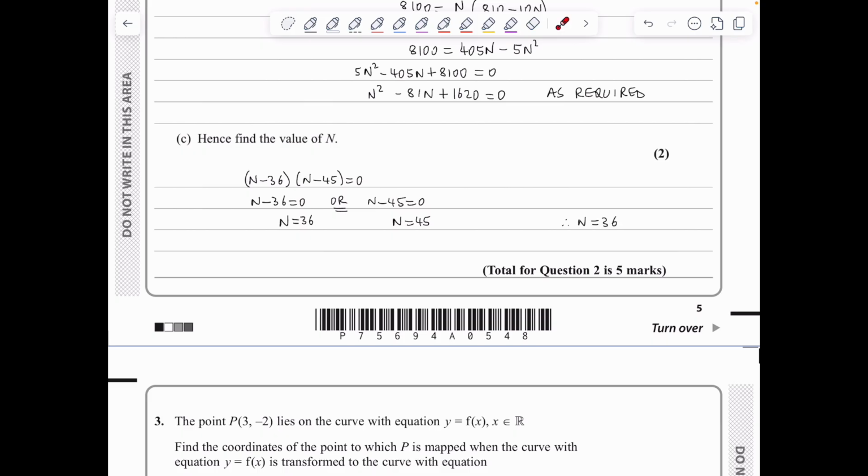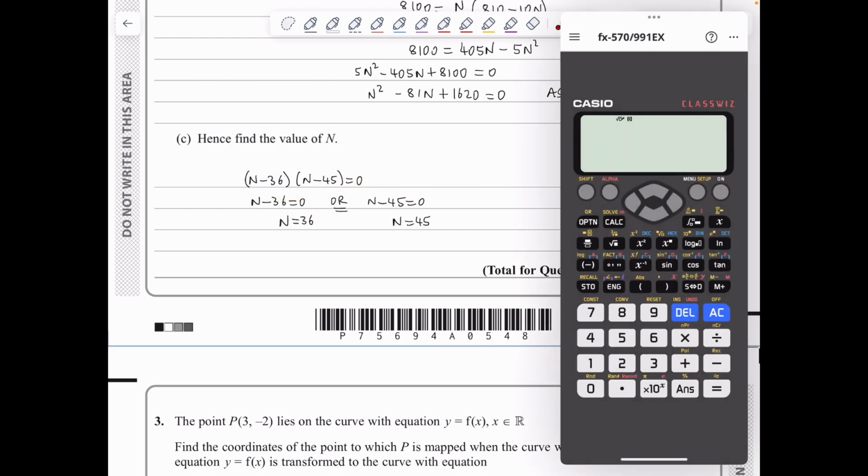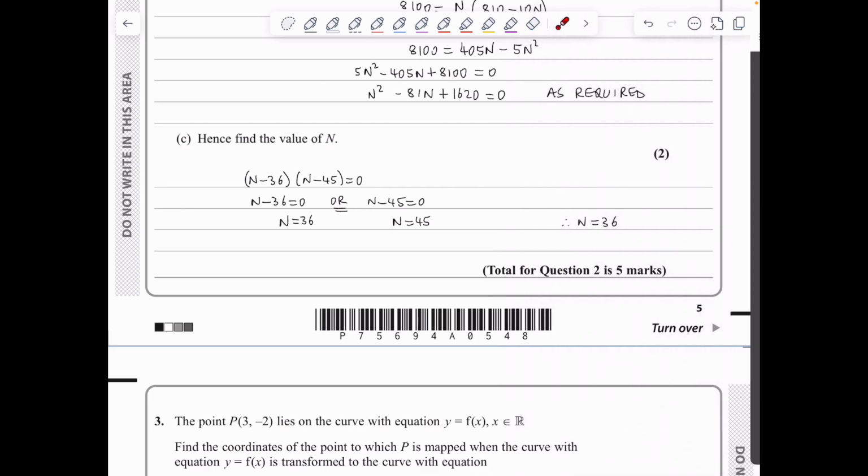Now, in case we cannot do the factorization, we could just go on the calculator, we press menu, it's option A, it's a polynomial of degree 2. Now my a is 1, my b is negative 81, and my c is 1620. This will give me the solution straight away. So the first solution is 45, the second solution is 36, and I could simply state that n is 36 to claim the 2 marks here.